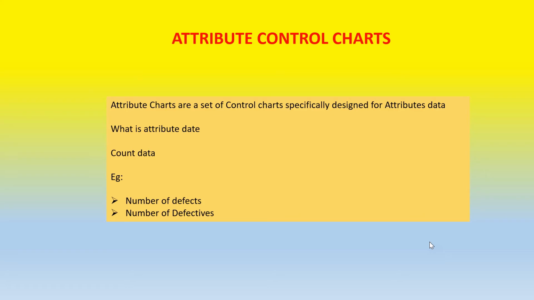For example, number of defects. Number of defects in an automobile component, if we are calculating, count data will come. For this, it is possible to draw a control chart. This will come under the category of control chart for attributes. Even the number of defective components in a sample, we can count. Then we can draw the control chart for attributes.